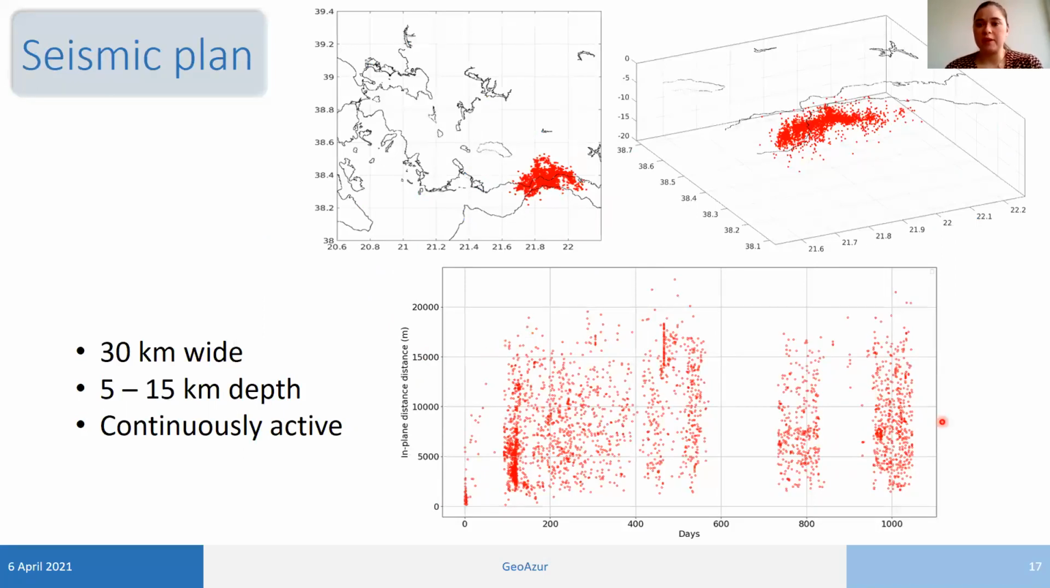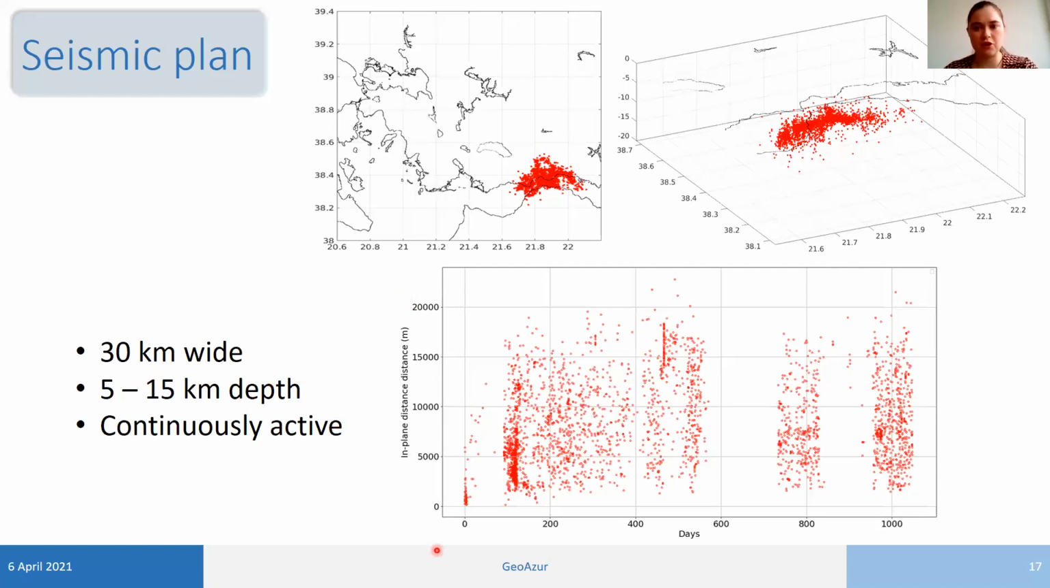Now let's talk about the seismic plane that we have detected on the network. Here we extract data for this plane like a giant cluster, but without the time constraint. First, this map shows the location of the seismic plane between Patras and the Gulf of Corinth. And here is the 3D map to have an idea about its shape. It's not so easy to see in 2D. This plane is 13 kilometers wide, between 5 and 15 kilometers depth, so quite deep actually, and almost continuously active.